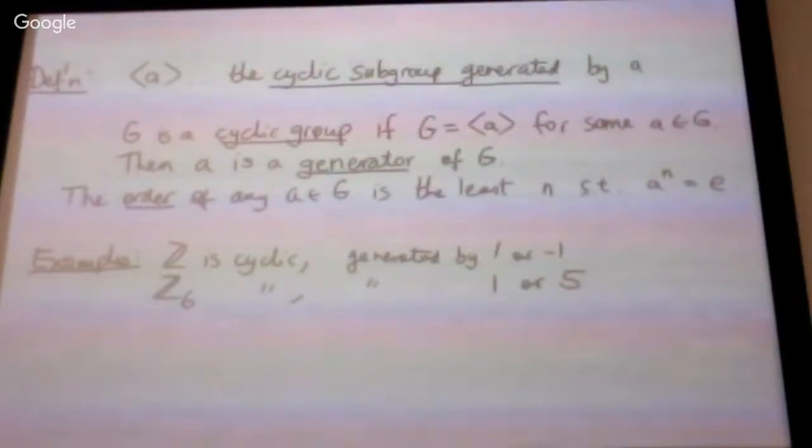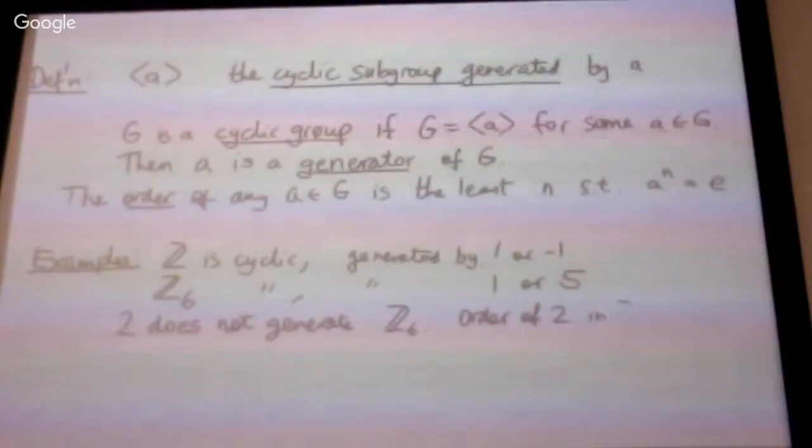There are some other examples. Example 4.5 says that the order of 2 in Z6. So, for example, 2 does not generate Z6. Order of 2 in that group is, that's an exercise. But you can see it in the book as a cheat.